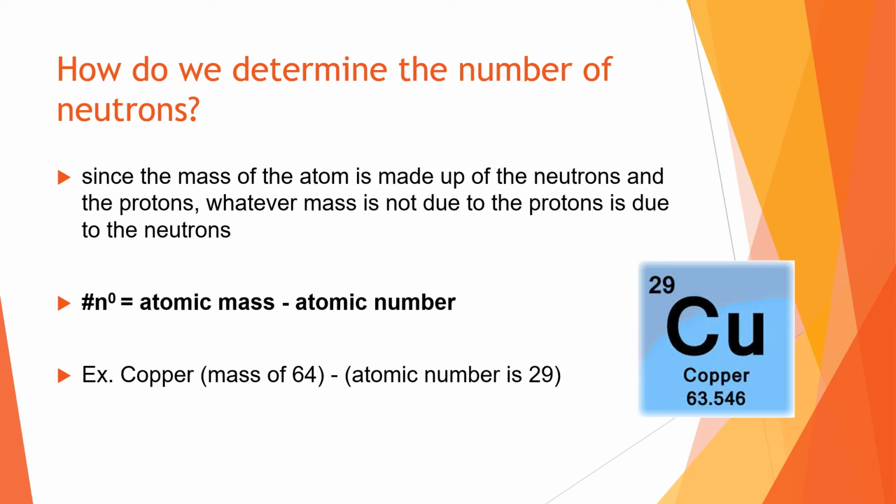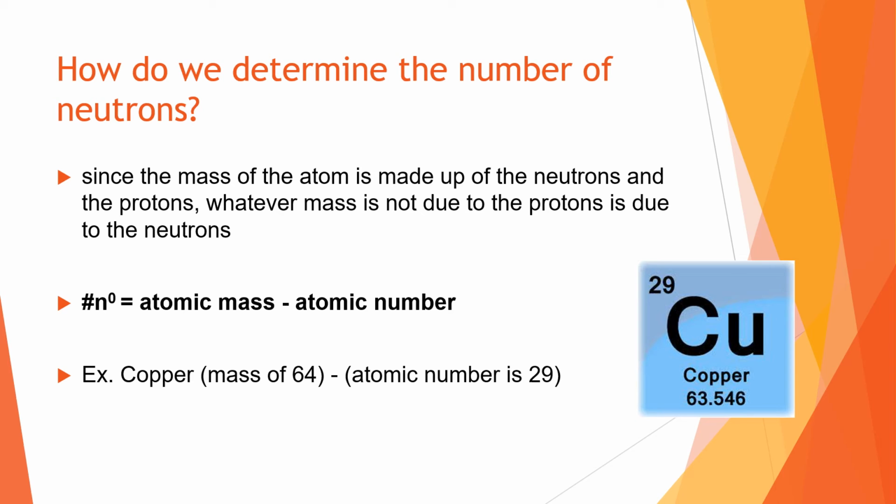How do we determine the number of neutrons? Since the mass of the atom is made up of the neutrons and the protons, whatever mass is not due to the protons must be due to the neutrons. So the nucleus makes up the mass, and the nucleus contains protons and neutrons. If you know the mass and you know the protons, you can calculate the neutrons, because the neutrons are whatever is left over.